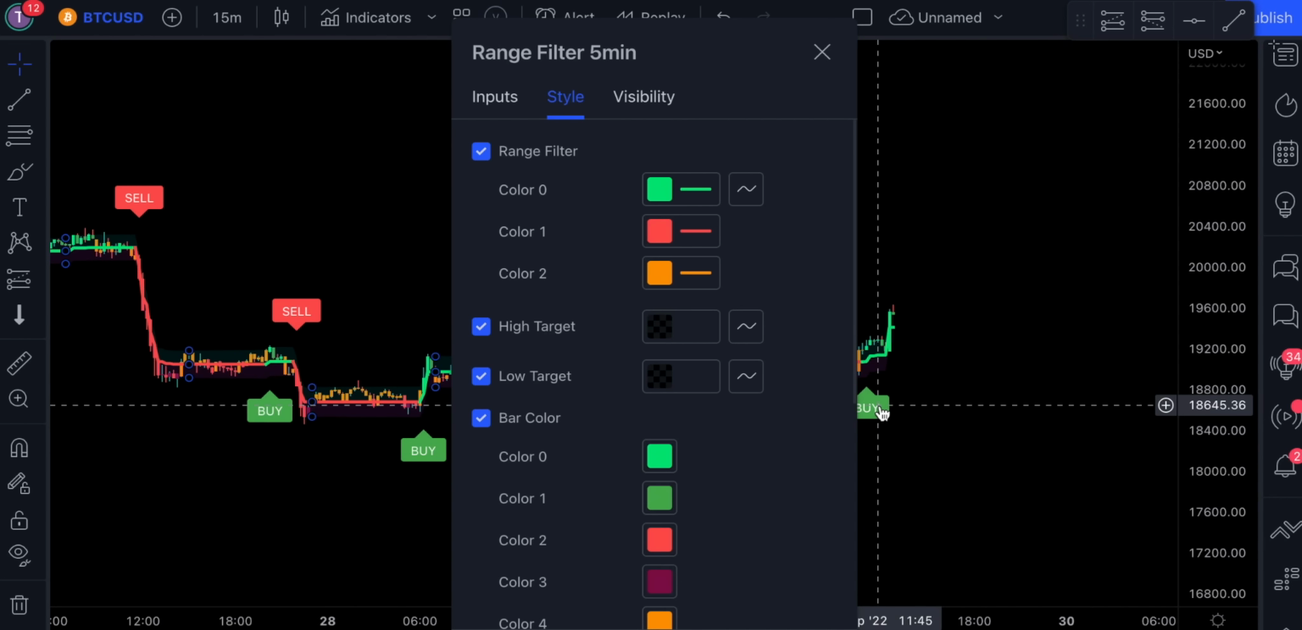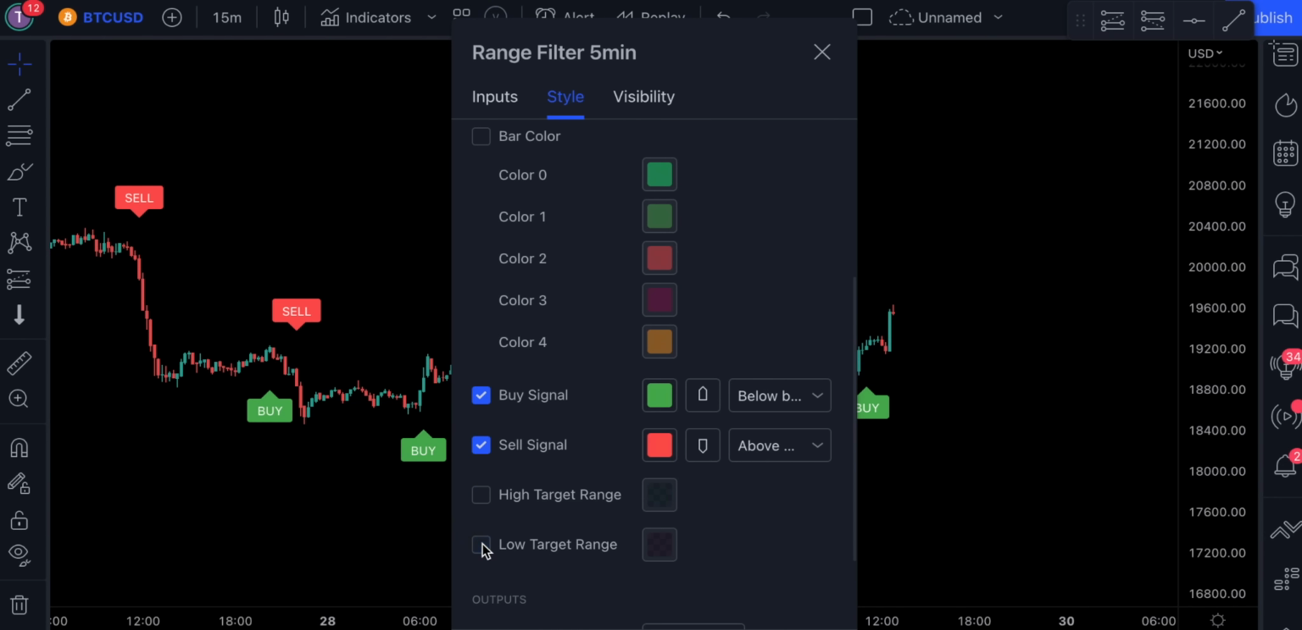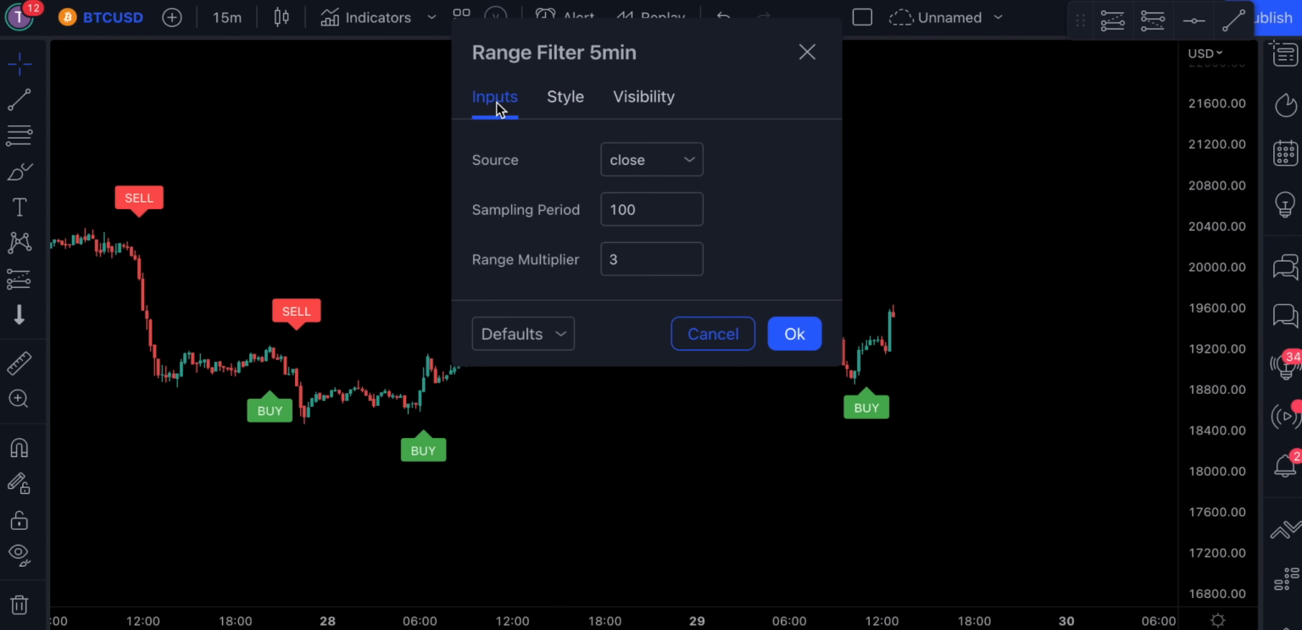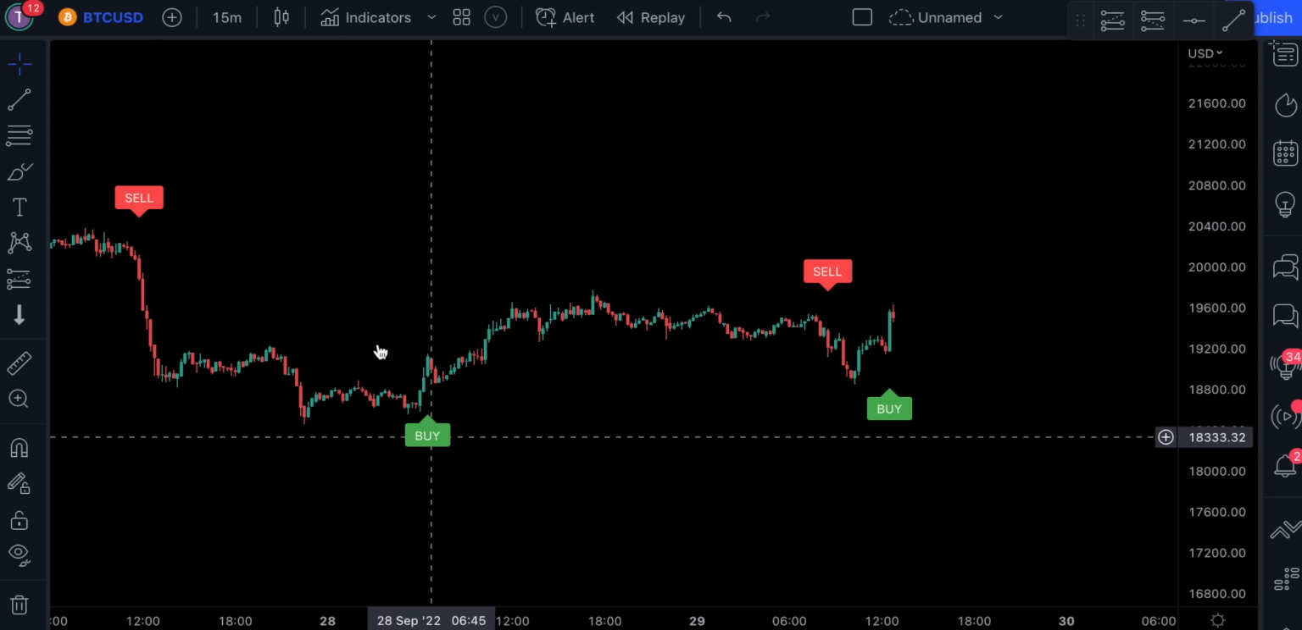So let's actually access the indicator settings and disable all of these options except the buy and sell signals. Also, in the input section, I recommend changing the range multiplier from 3 to 5 and the sampling period from 100 to 150. Right away, we can see that the degree of accuracy has increased.